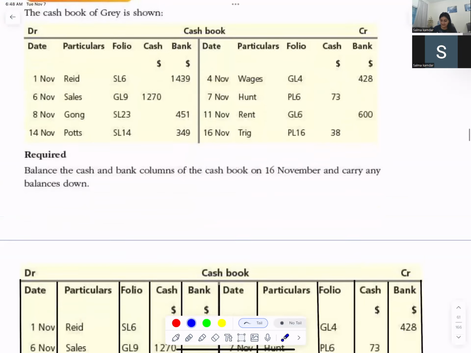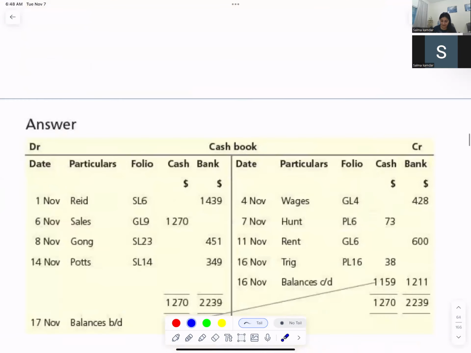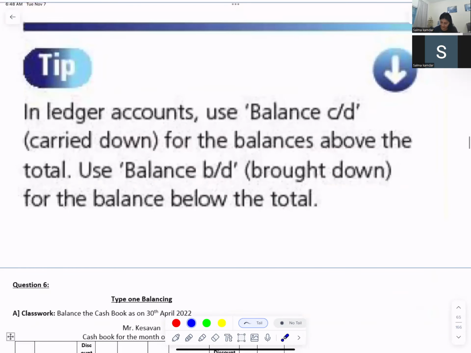Now let's balance our books. I will take you to a hard sum where you are balancing your books.